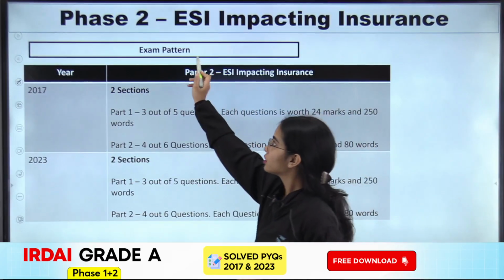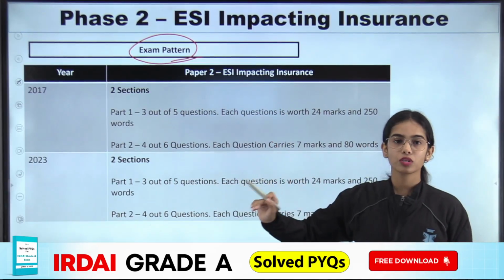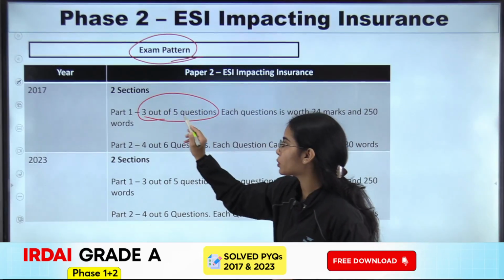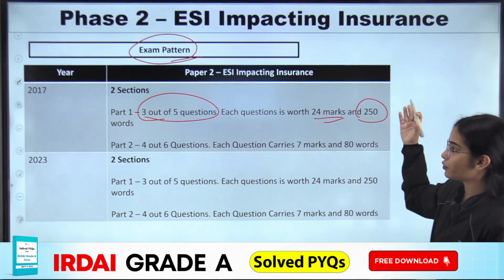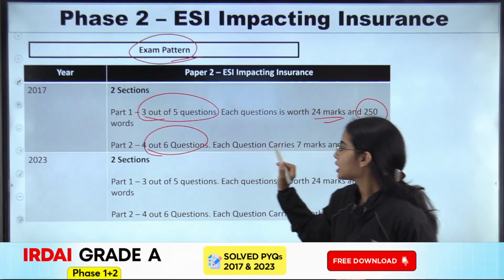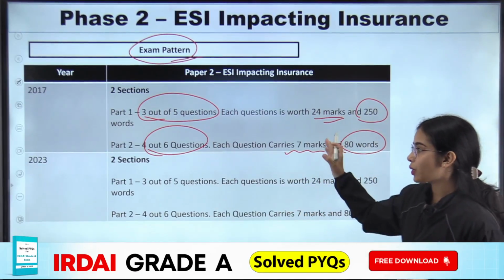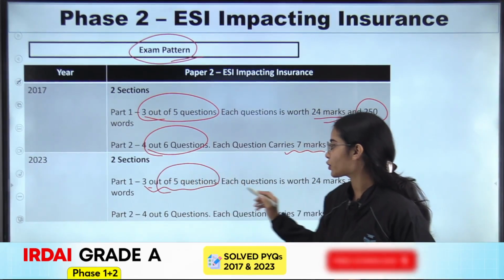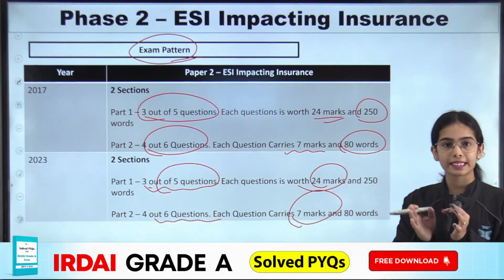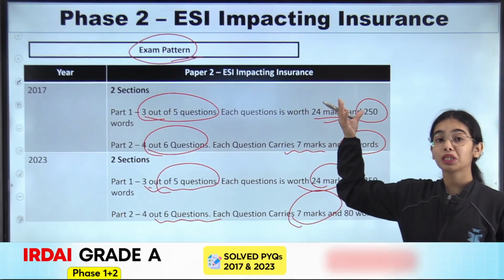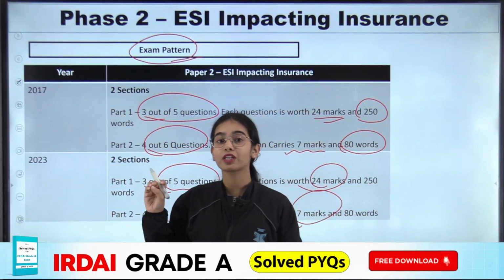Now the exam pattern. In both 2017 and 2023, there were 3 out of 5 questions to attempt for 24 marks, where you had to write 250 words, and 4 out of 6 questions to attempt for 7 marks, where you had to write 80 words. In 2023 also it was the same, 3 out of 5 questions for 24 marks and 4 out of 6 questions for 7 marks. The word limit is lesser, only 250 words and 80 words, but you have to write a lot of answers. 3 and 4, that means you have to write 7 answers.